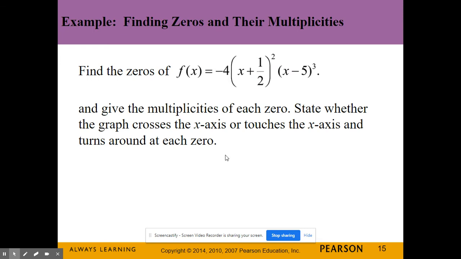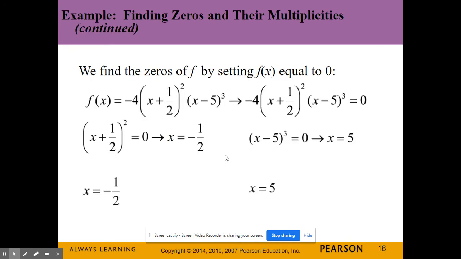So find all the zeros of this function and then state whether the graph crosses the x-axis or touches the x-axis and turns around. So this is kind of a mess, but if you can picture this, here's the function. We set the whole function equal to 0, and then you just break it apart.